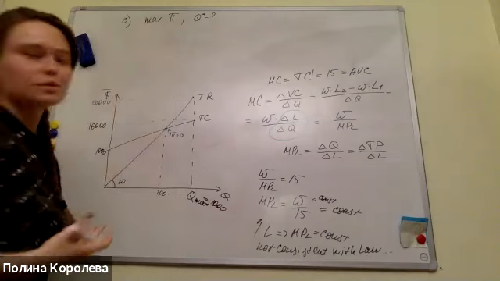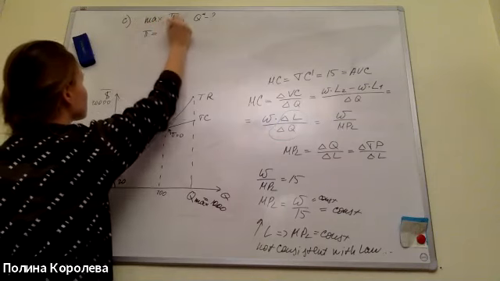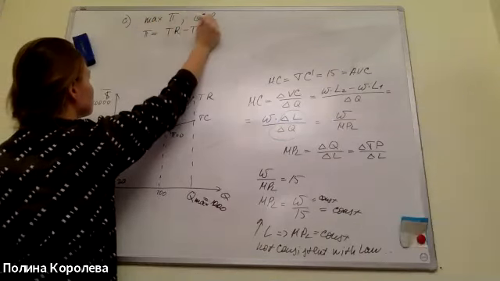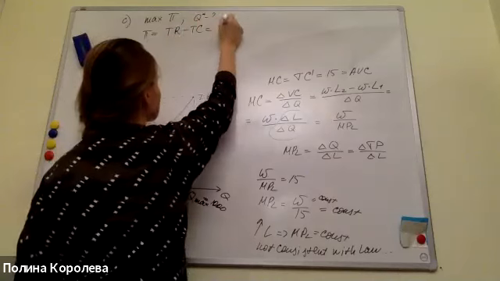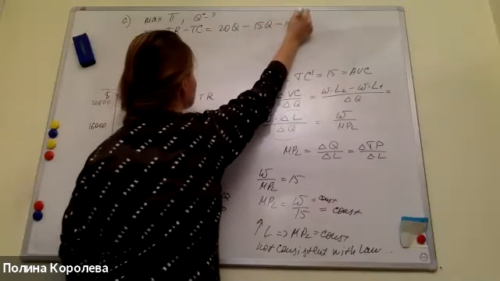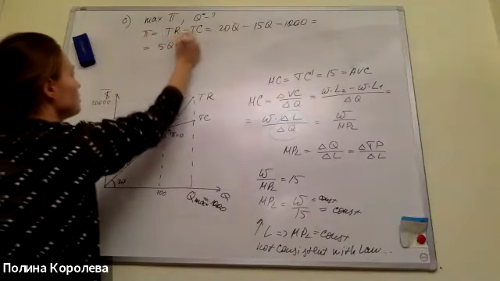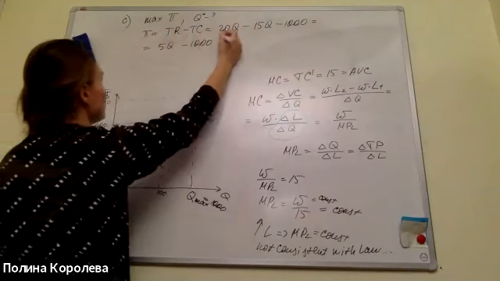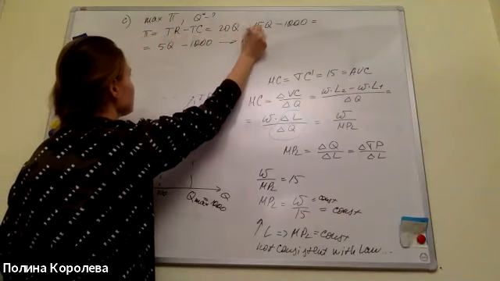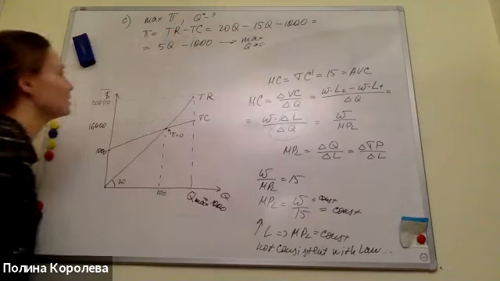First, what we should do, we should write down the profit. Profit, one more time, is total revenue minus total cost. Put here your functions: 20Q minus 15Q minus 1000. This will be 5Q minus 1000. And this we should maximize by choosing quantity greater or equal than 0.